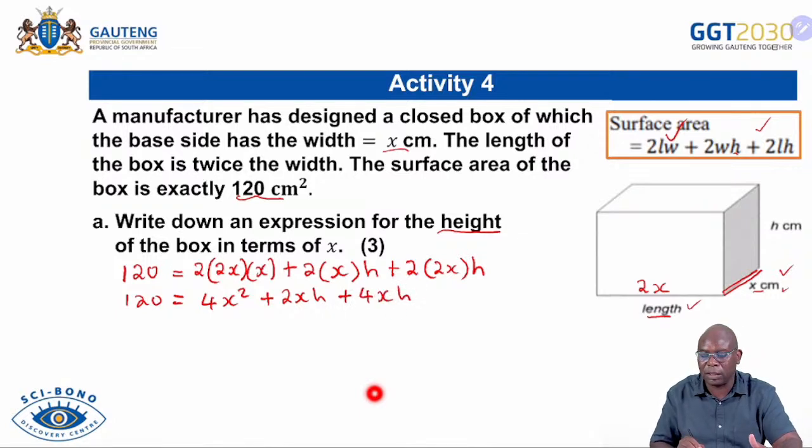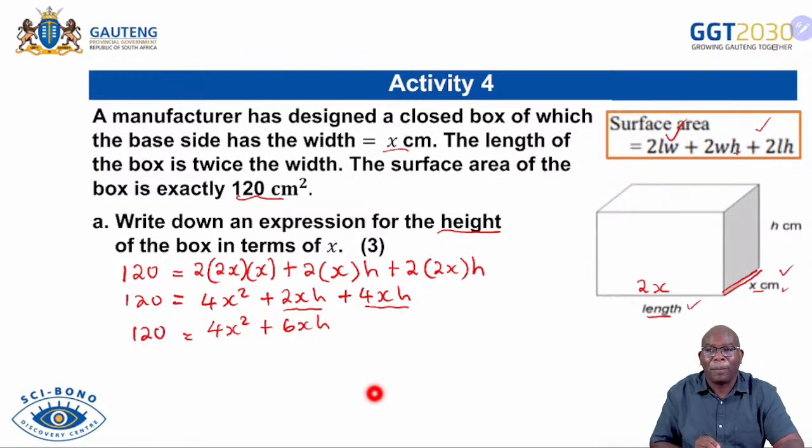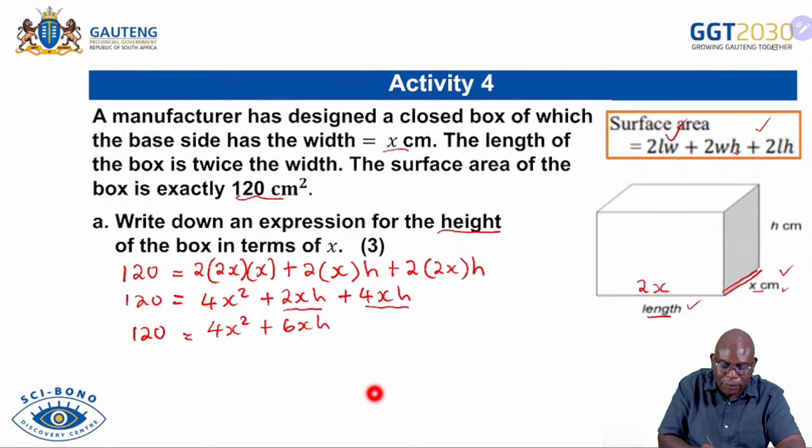Oh, nice. Now I can see I have like terms. You see the like terms there? 2xh and 4xh. So I'm going to have that as 4x squared plus 6xh equals 120. But remember, what do I need? I need the height. So the height is h. So I must make h the subject of the formula. So I'm now going to have 120 minus 4x squared. This side I'm going to add 6xh. So I'm going to make h the subject of the formula.